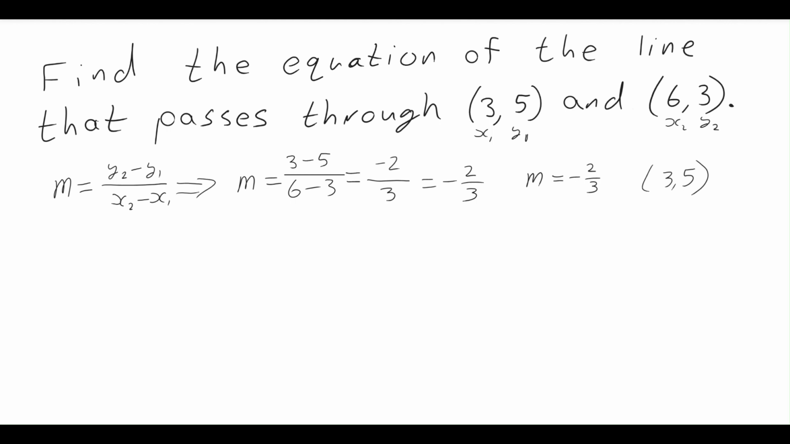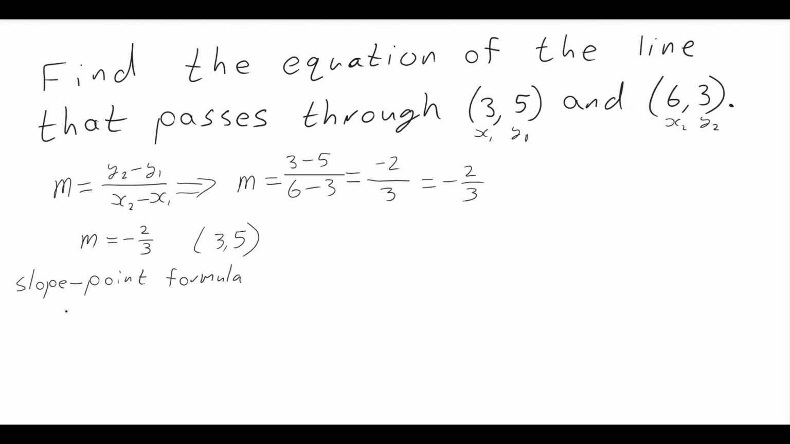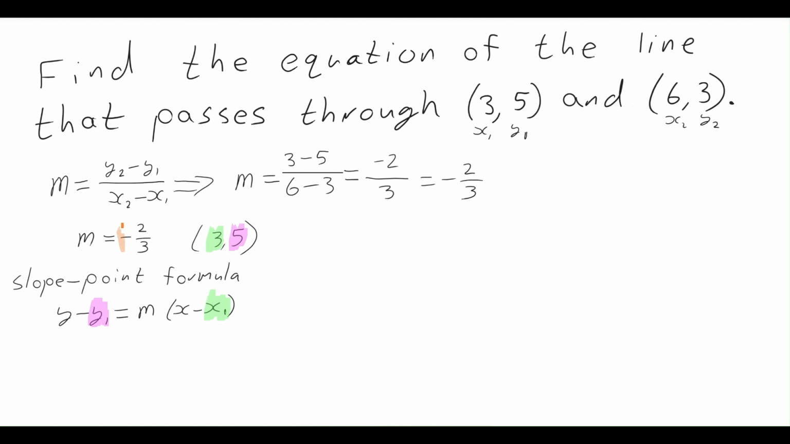And I'm going to move these down. And this now becomes a new type of problem. So originally we had 2 points. Now we have a point and a slope. So we're going to go to our point-slope formula. So we know that y minus y1 is equal to m times (x minus x1). So again, y and x will stay what they are, but y1 is 5, x1 is 3, and m will be negative 2/3. So we're just going to plug all those in.